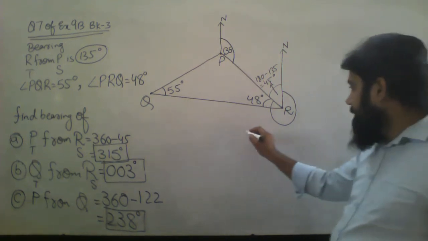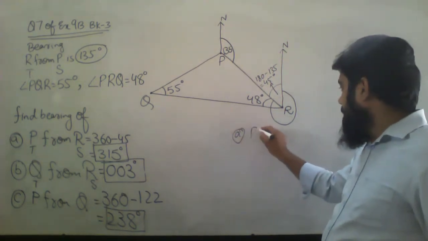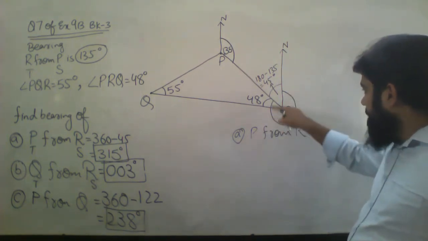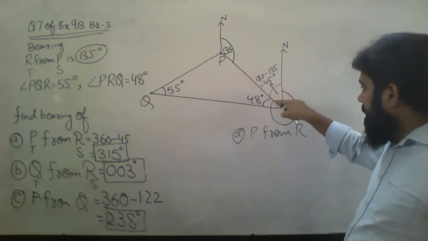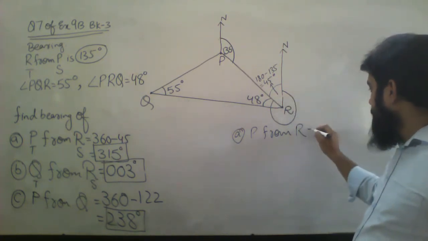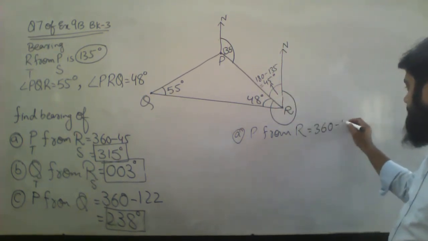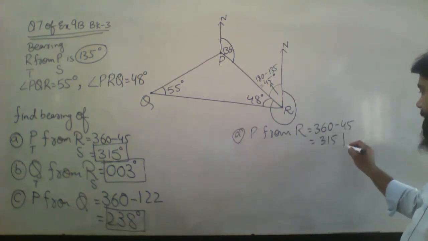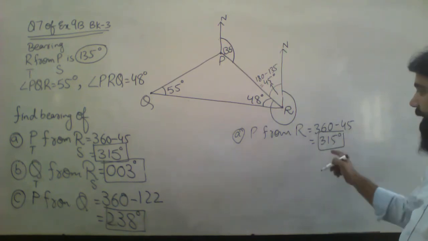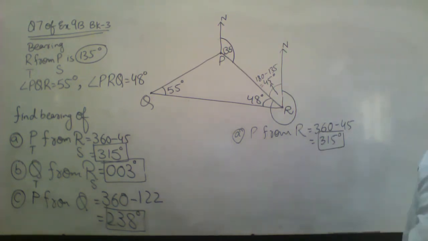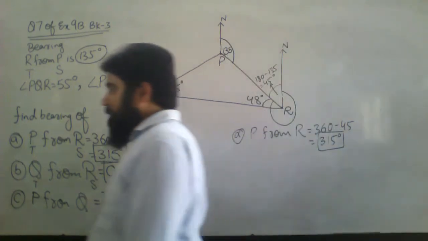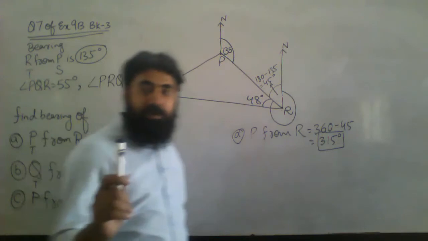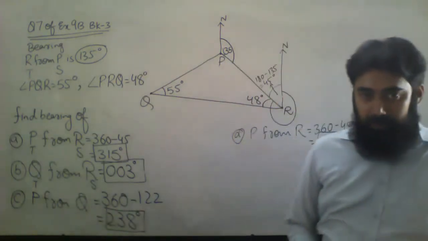I am solving bearing of P from R. This whole thing will become 360. This part is not included, so 360 minus 45, and the result is 315 degrees, the bearing of P from R. Same as this one, and you can check at the back of your book that only one answer is given for part A.